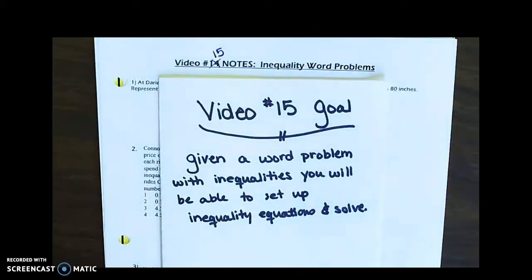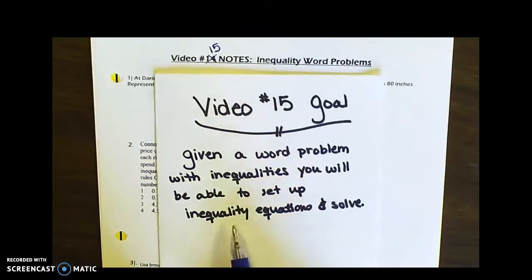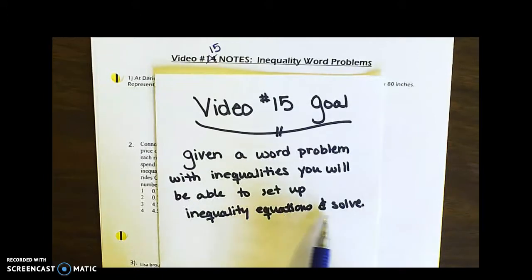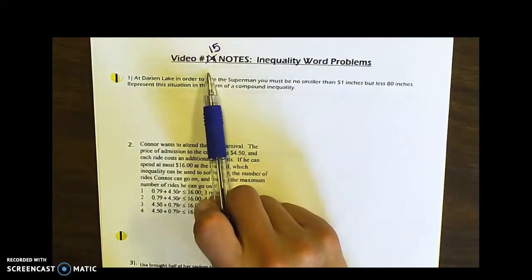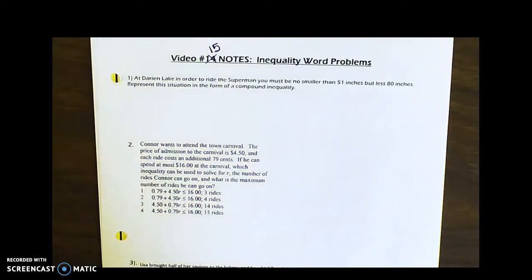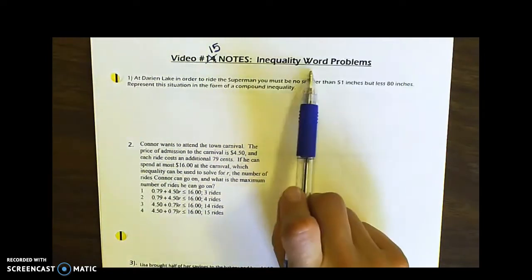Welcome to day 15. Our goal today: given a word problem with inequalities, you will be able to set up an inequality equation and solve. All right, so let's go ahead and take a look. First off, your notes say 14, change that to 15. All right, so these are inequality word problems.